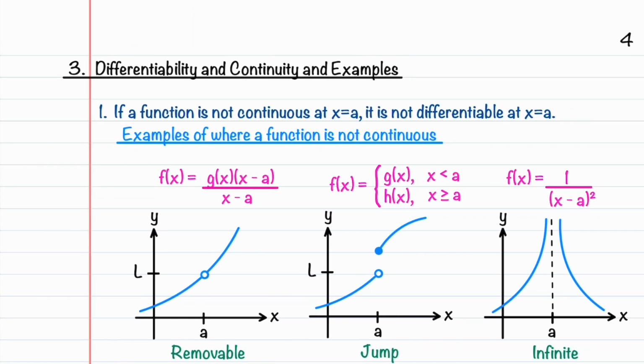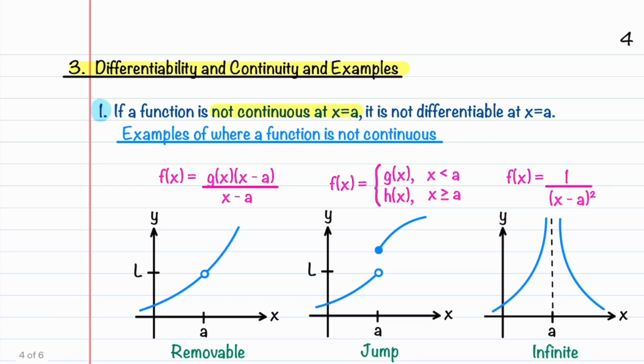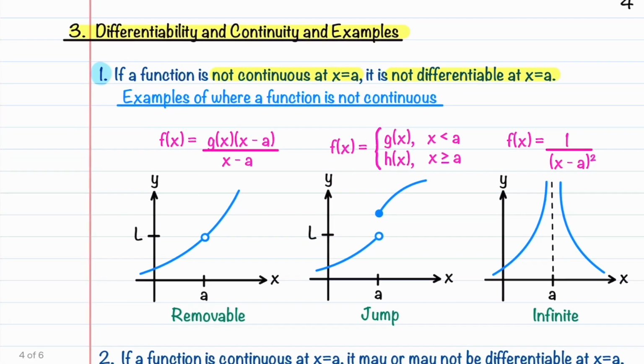We're now going to learn how differentiability and continuity of a function are related and walk through some examples. There are 3 main facts about differentiability and continuity that we need to know. Here's the first one. If a function is not continuous at a point x equals a, then it is not differentiable at that point. I've put down here some examples of where a function is not continuous and hence not differentiable.